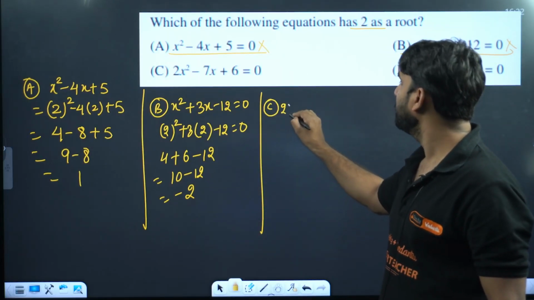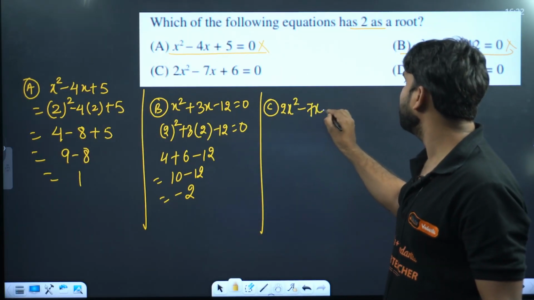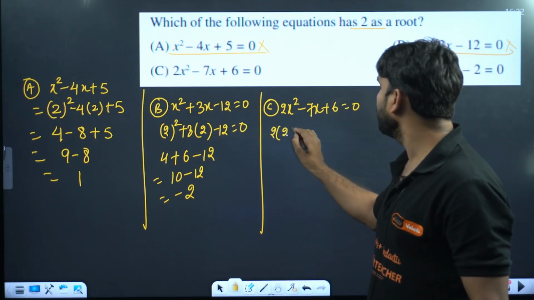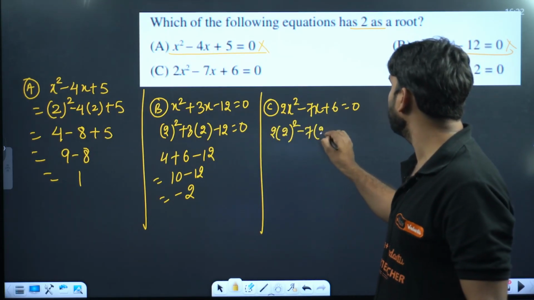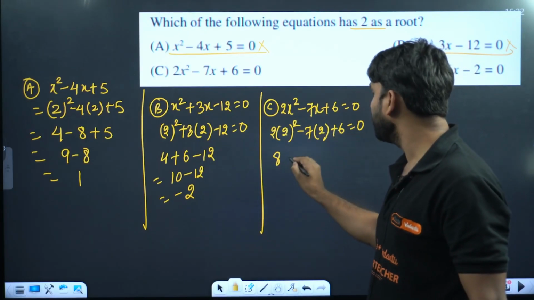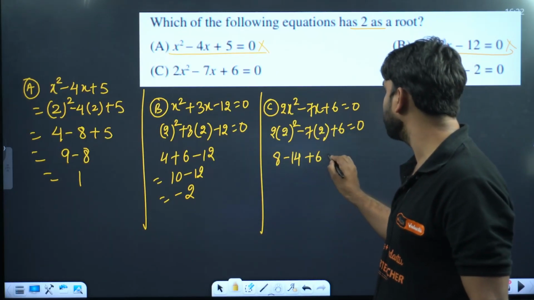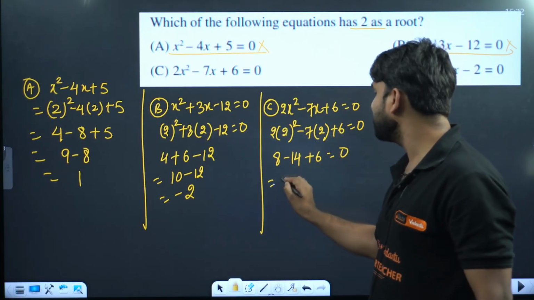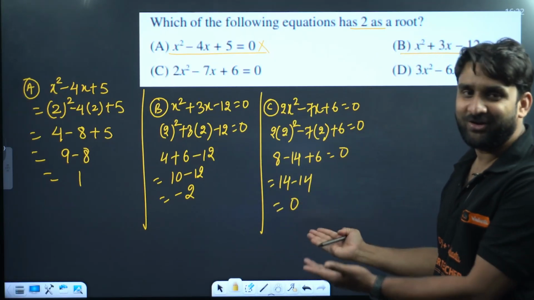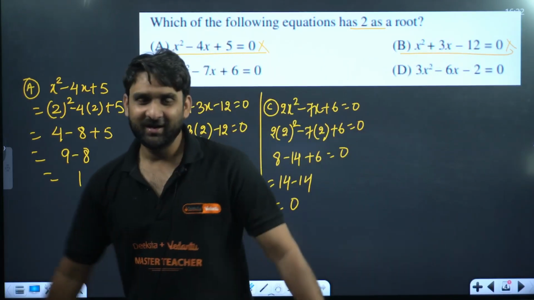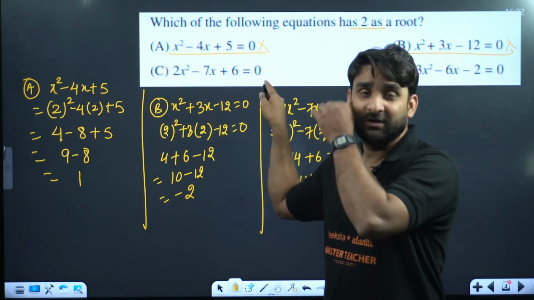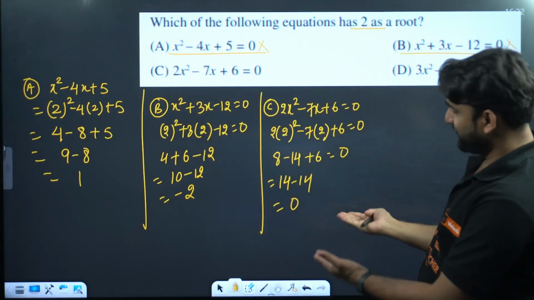C is 2x square minus 7x plus 6 equals 0. Now put x equals 2. So 2 square minus 7 into 2 plus 6 equals 0. 2 twos are 4, 4 twos are 8, minus 7 twos are 14 plus 6. 8 plus 6 is 14, and minus 14 already there. Oh wow, we got the result 0. After putting 2 in equation C, we got the result 0.